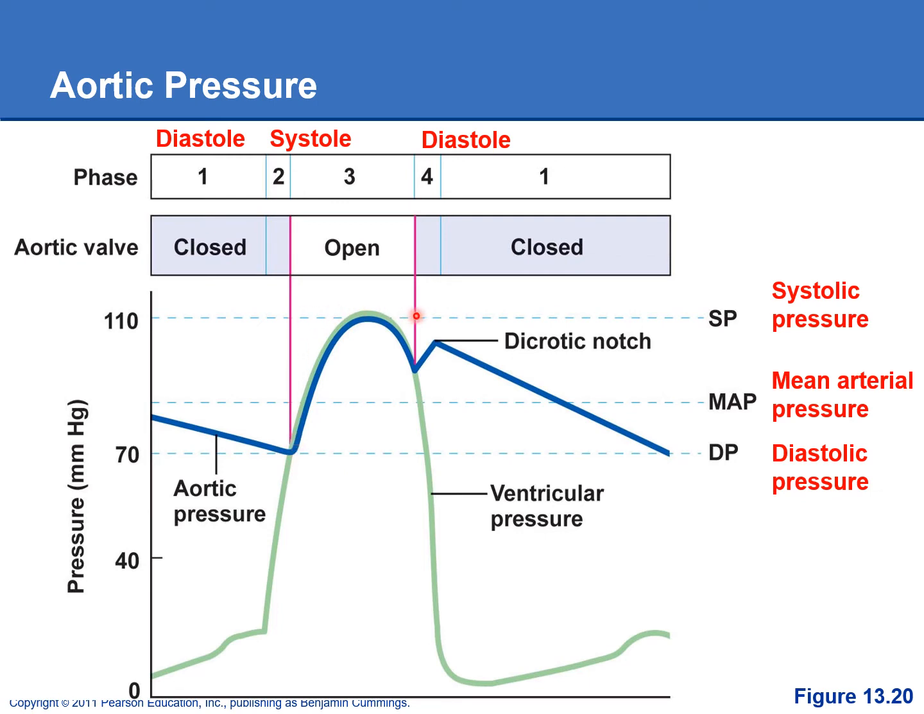So this is the ventricular ejection phase that's going on here. The ventricles are squirting blood out into the aorta, filling it up with blood, and so the pressure will become a lot higher in the aorta as it fills with blood. And so the highest pressure that's reached, that is the systolic pressure.